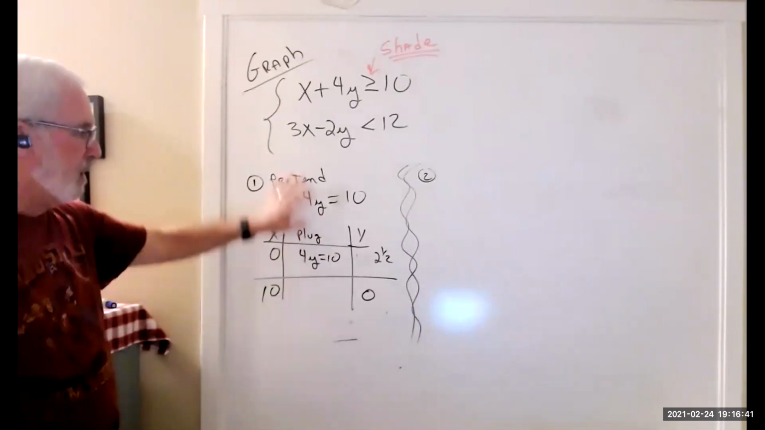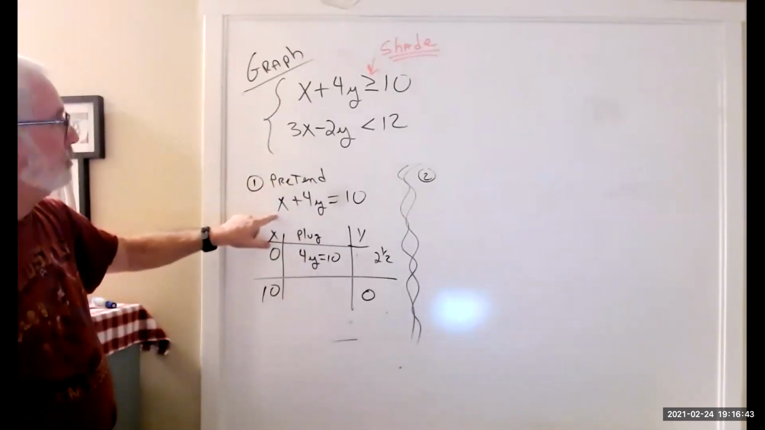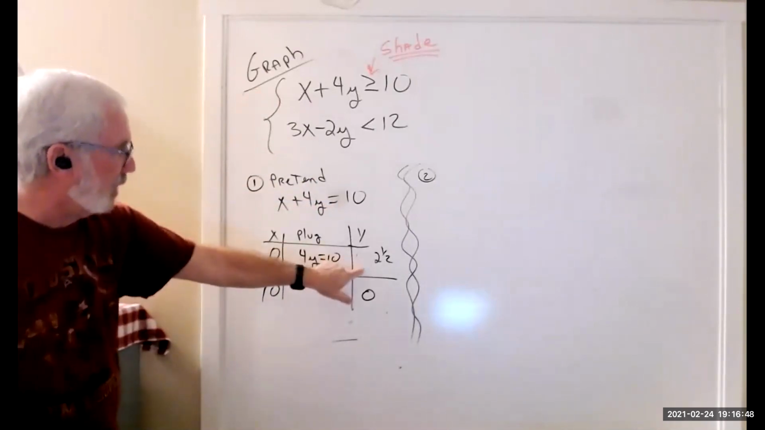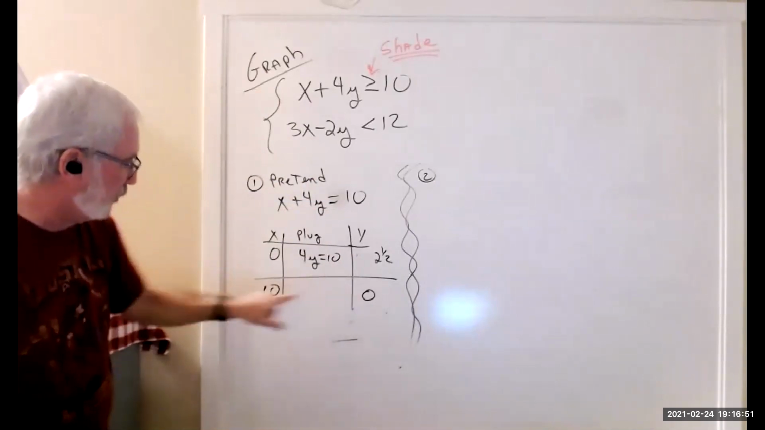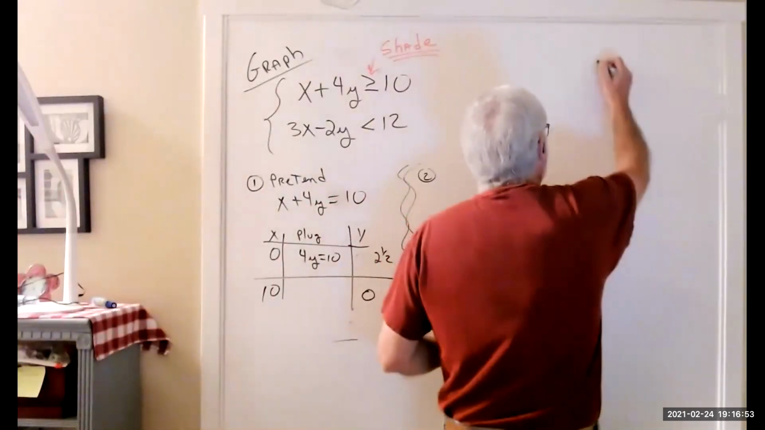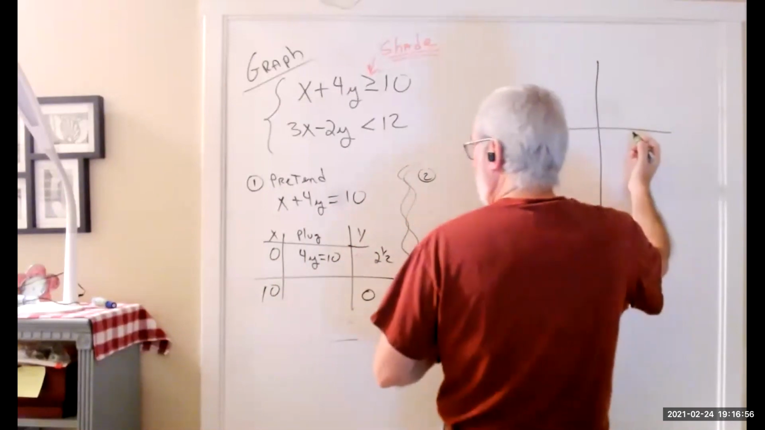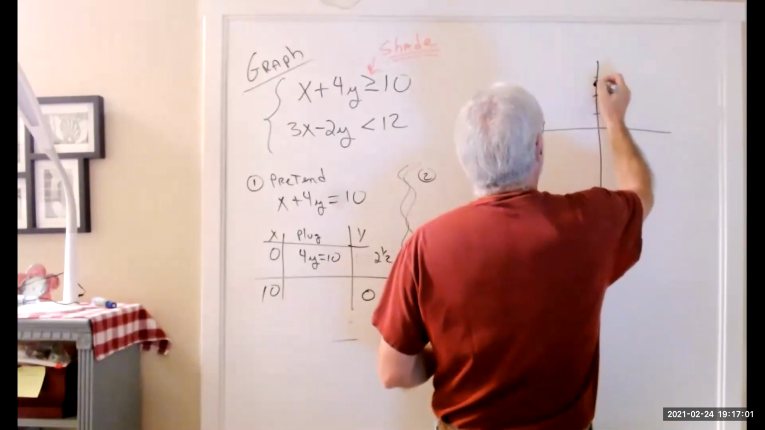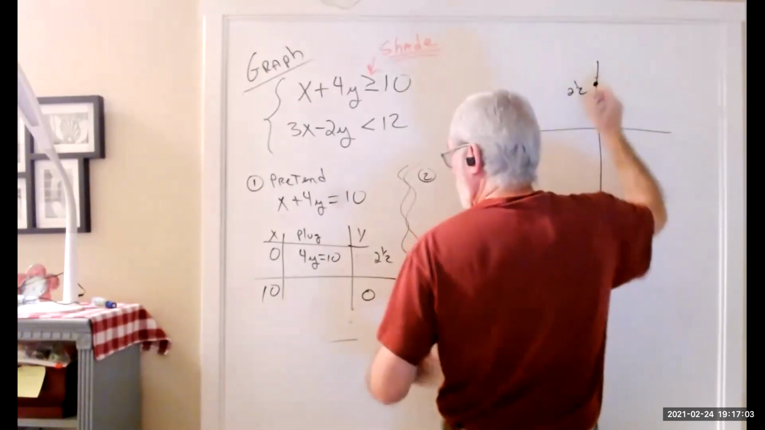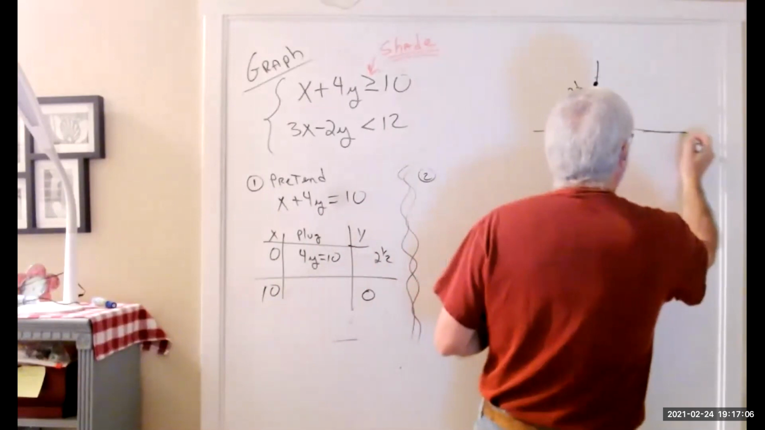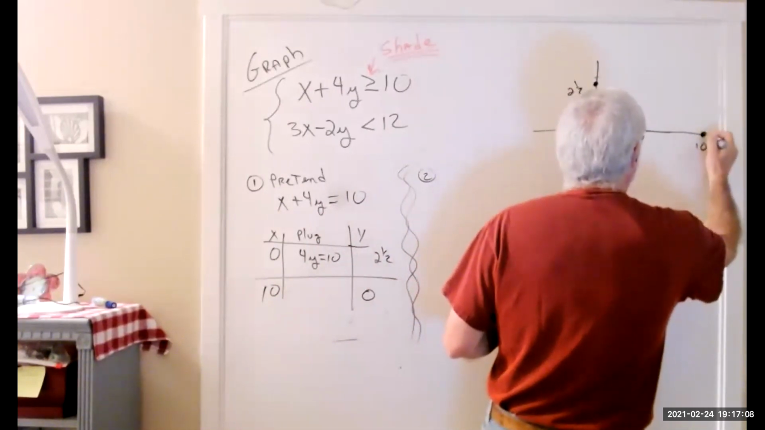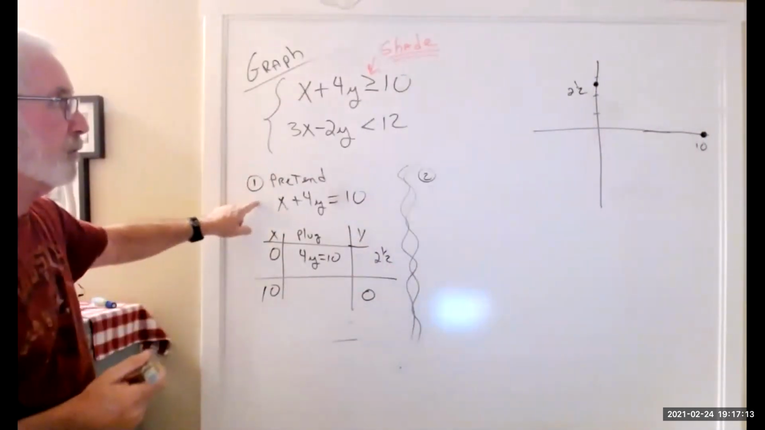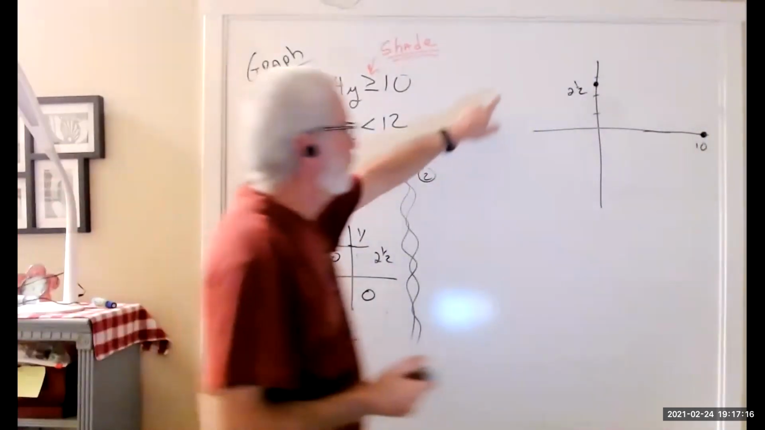Okay, so here's the first problem. I put an equal sign there. I plugged in x is 0 and got y is 2.5. I plugged in y is 0 and got x is 10. So if I come over here on this graph, when x is 0, y is 2.5. And when x is 10, y is 0. So from this information, I got these two intercepts.